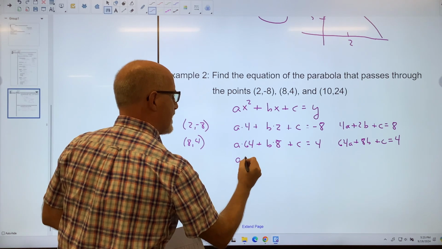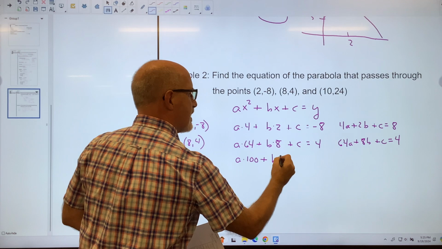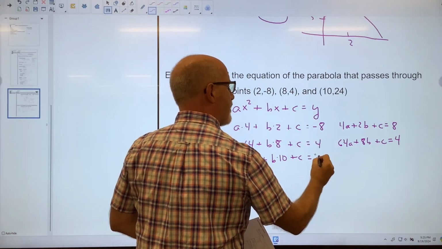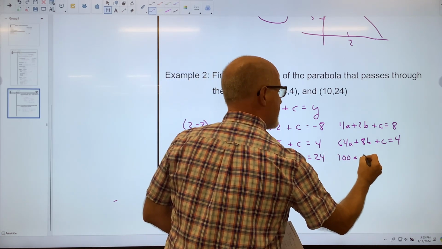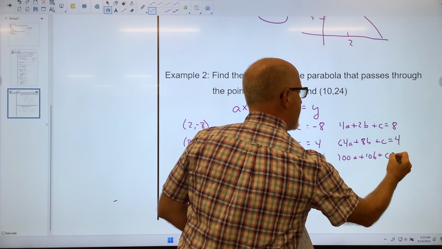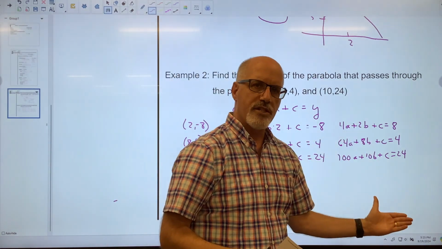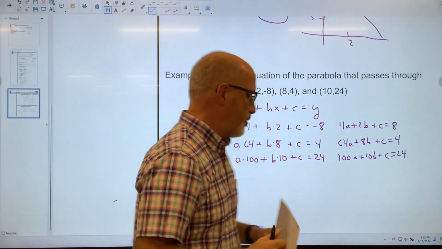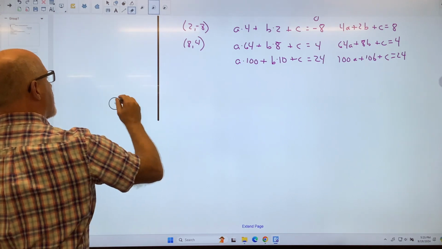And then my last equation, I'm going to put in 10 and 24. So a times 10 squared is 100, plus b times just the x, which is 10, plus c, and that's going to equal my 24. So I've got here 100a plus 10b plus c equals 24. Now notice this is a system of 3 equations with 3 variables. Here my variables are a, b, and c. I can use Cramer's rule to go ahead and solve this. Let's take a look at what that would look like.